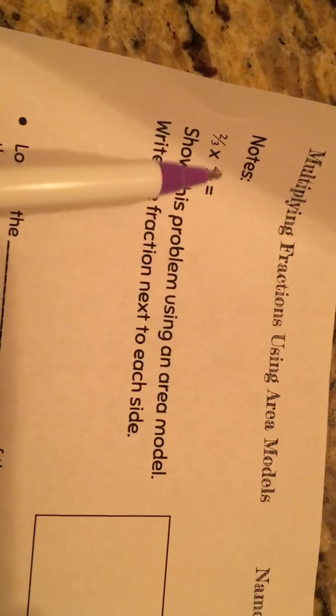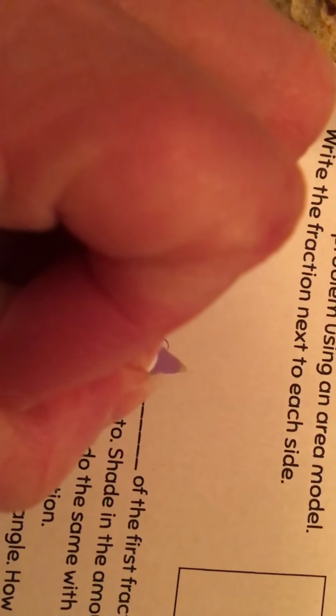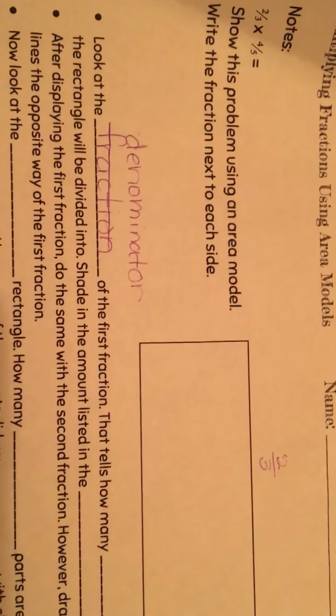So the first thing I'm going to do is take 2/3 and divide this into thirds. Oops, this is a mistake, sorry. You're going to have to erase. So we're going to look at the denominator of the first fraction, and it tells us how many parts the rectangle will be divided into.